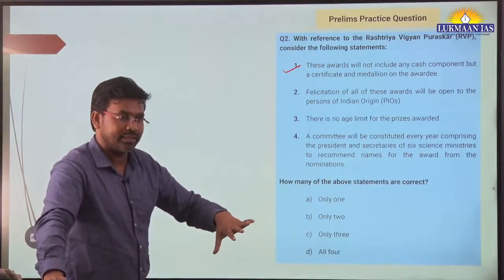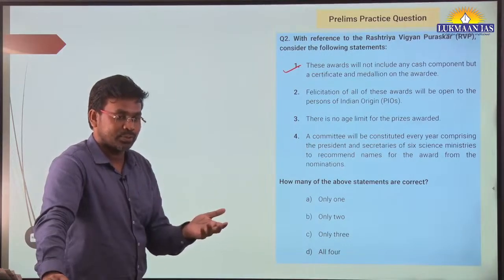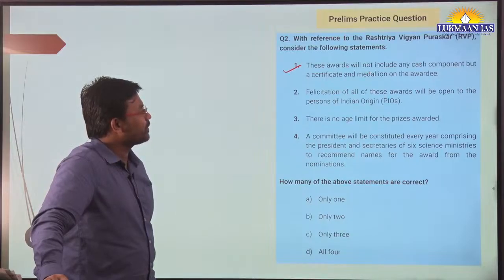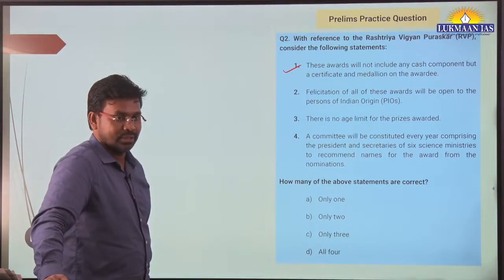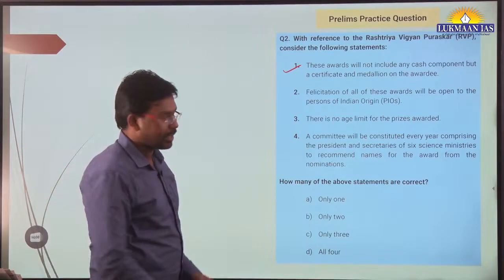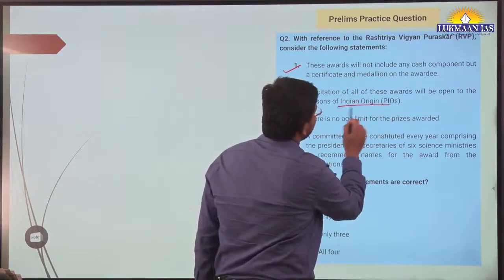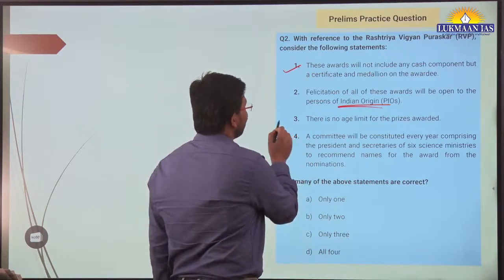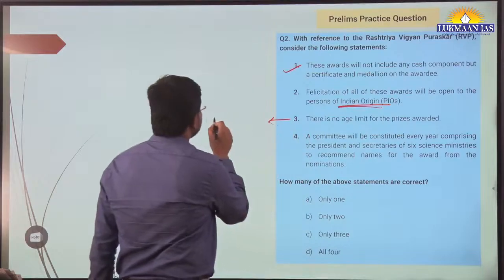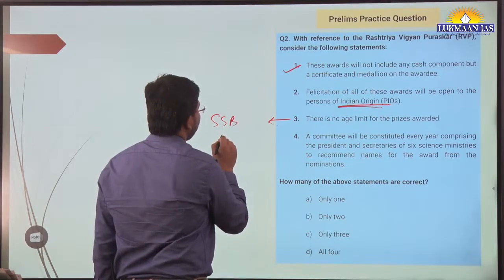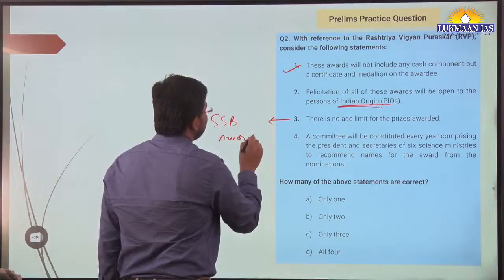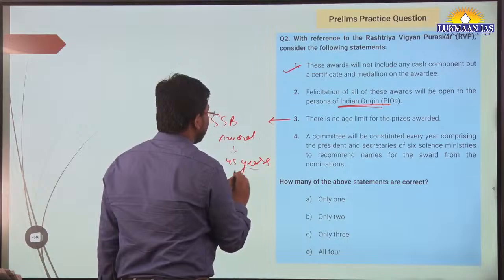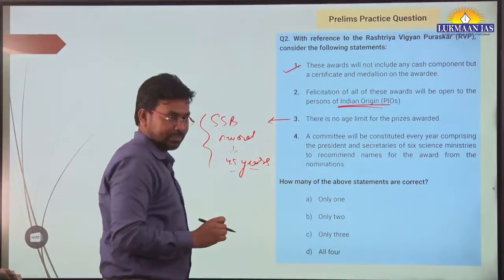Earlier they were giving a prize also, but now they are not going to give. Then facilitation of all these awards will be open to persons of Indian origin. Not all the awards, some of the awards include persons of Indian origin too. There is no limit for the prizes awarded. There is a limit for the Shanti Swarup Bhatnagar Award, and the upper age limit is 45 years. For other kinds of awards, there is no age limit.